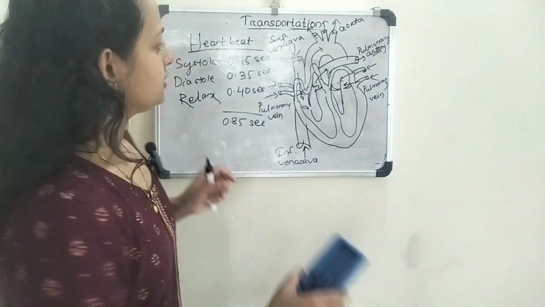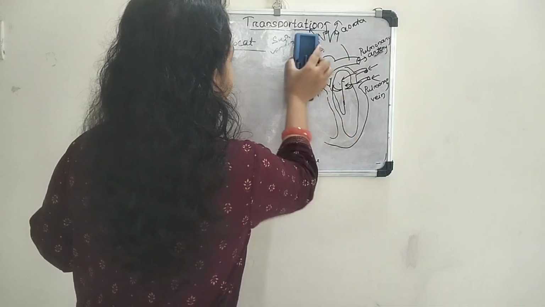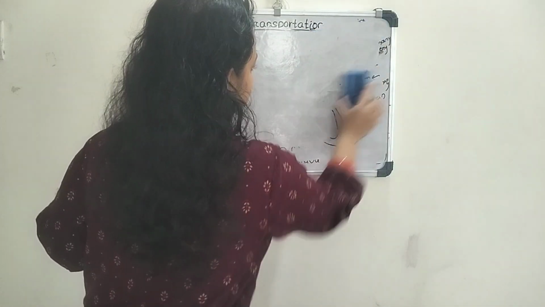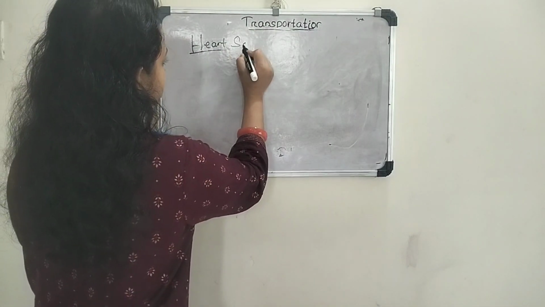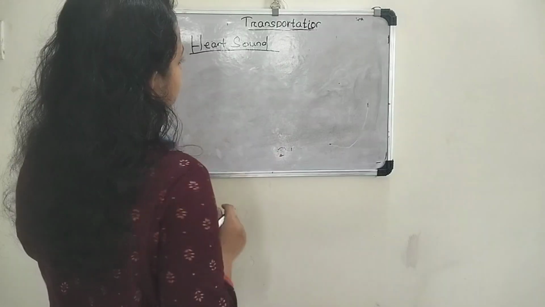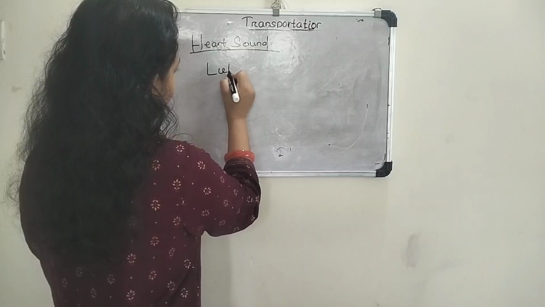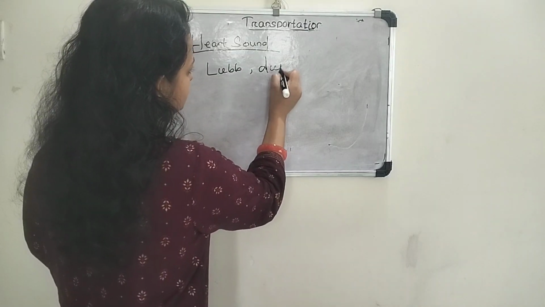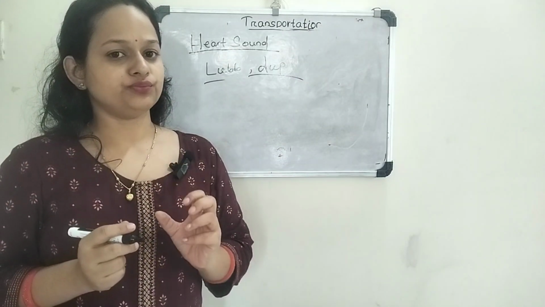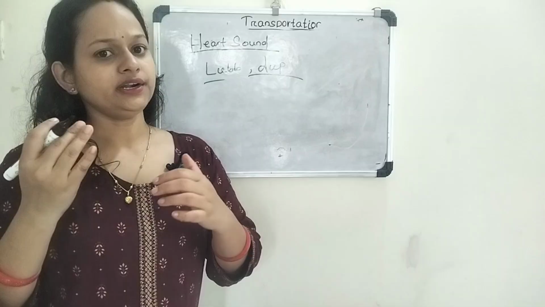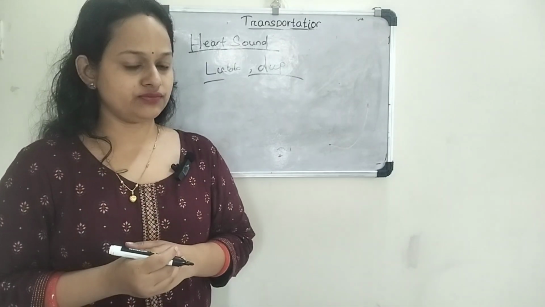There are actually two types of sound produced by the heart, that is loud and dull. The first sound is loud and the second sound is dull. The first sound is produced by the closing of the bicuspid and tricuspid valves, and the dull sound is formed by the closing of the semilunar valves.